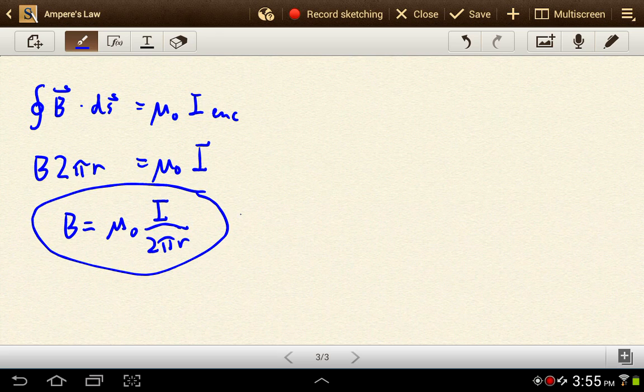Okay, so that's how you can derive the field around a long, straight wire. And in a moment, if you want to watch the next video, I will show you how to do it for a solenoid and for a toroid.